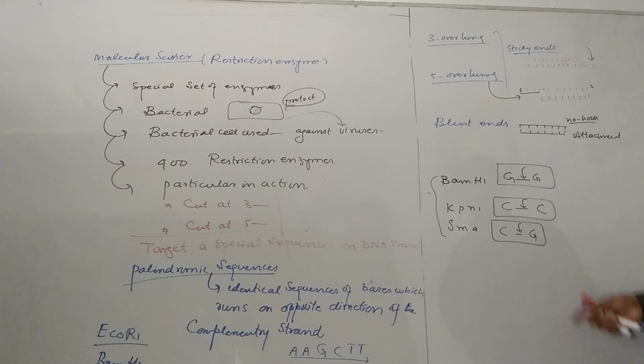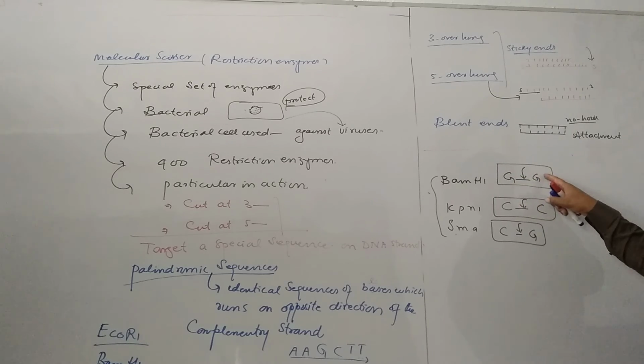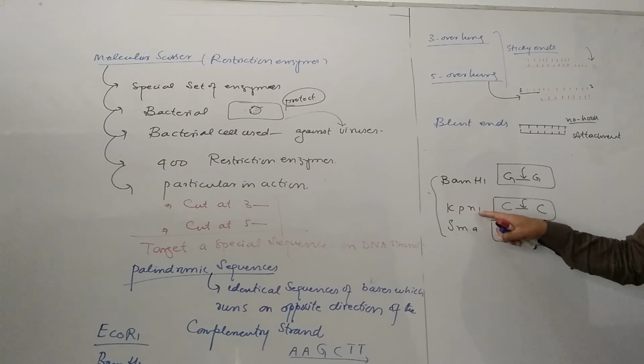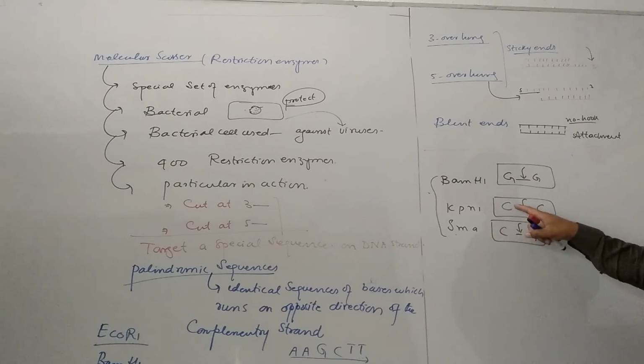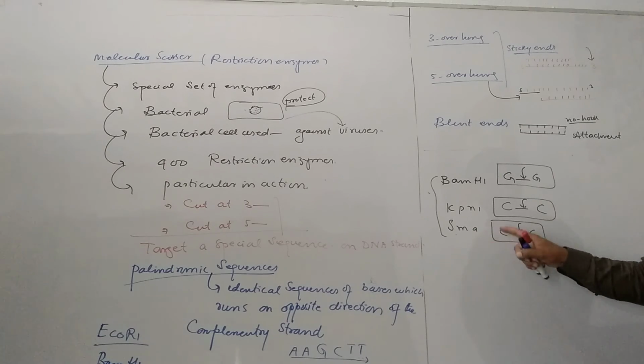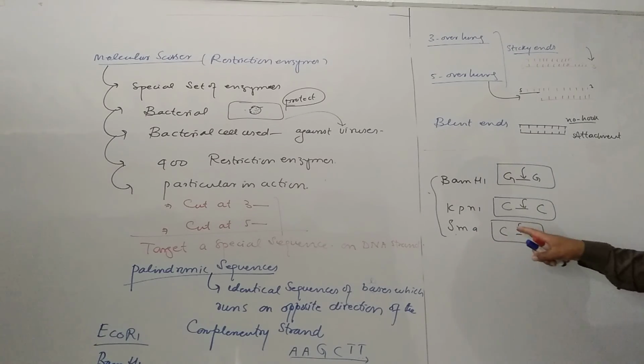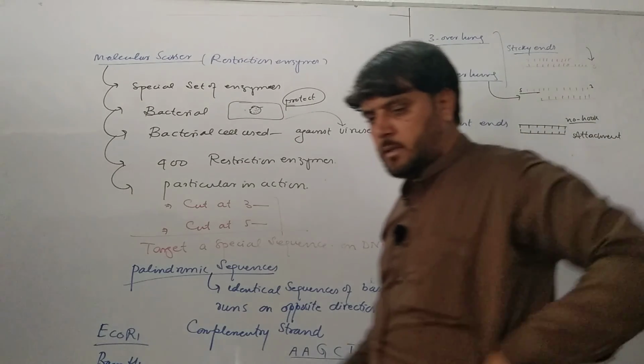बाम H1 हमेशा गवानीन और गवानीन के दरमियान कट लगाते हैं. KPN1 जो रिस्ट्रिक्शन एंजाइम है वो साइटोसिन के दरमियान में कट लगाते हैं, उसको काटते हैं. SMA जो रिस्ट्रिक्शन एंजाइम है वो हमेशा साइटोसिन और गवानीन में कट लगाते हैं. It is enough for today.